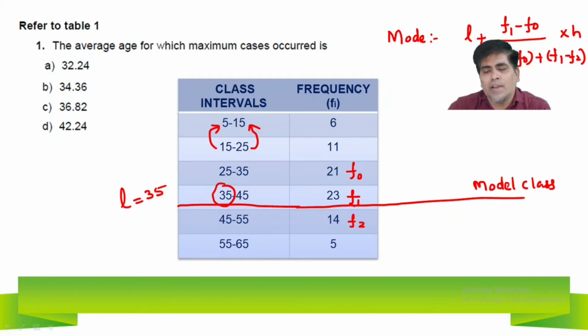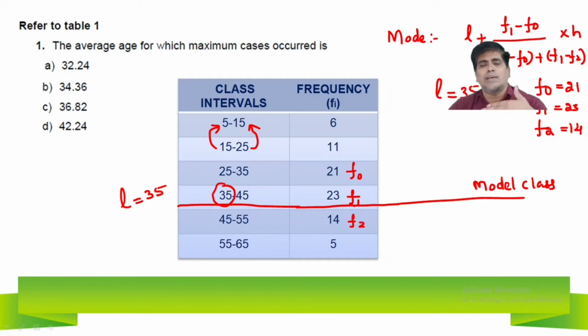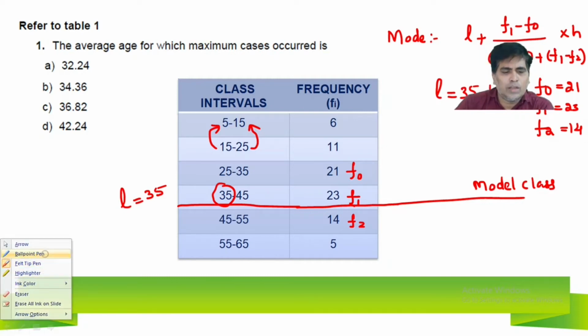So first of all, we will list all the values. L value is 35 and H value is 10. F0 is 21, F1 is 23, and F2 is 14. So we got all the values. Now we will substitute in the formula. So let us substitute the values.